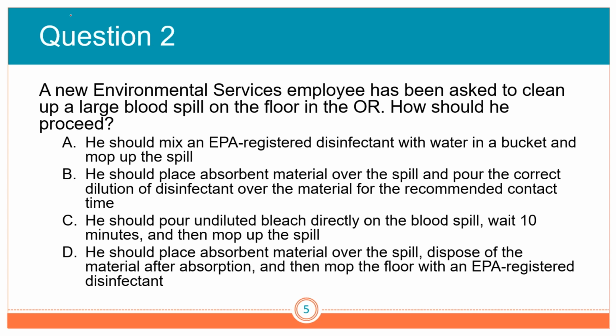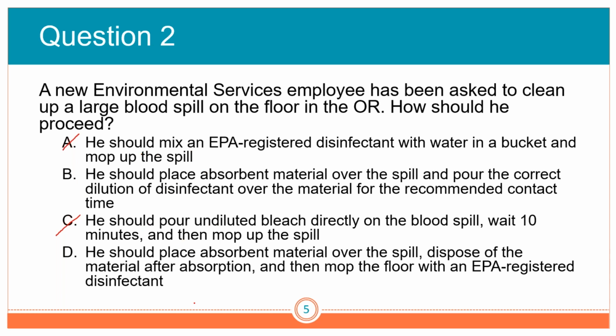Okay, sorry, wanted to make sure I gave you guys time. All right. The good thing that I'm seeing is that the group has narrowed it down to two choices. Everybody is either choosing D or B. So that means you have crossed out A and C. He should mix an EPA-registered disinfectant with water in a bucket and mop up the spill. We know that that should not be done. And then he should pour undiluted bleach directly on the blood spill, wait 10 minutes, and then mop up the spill. And okay, that's incorrect. So we were able to select those two.